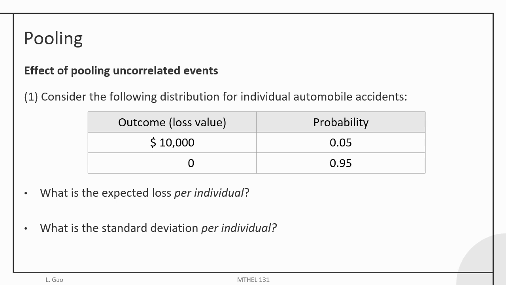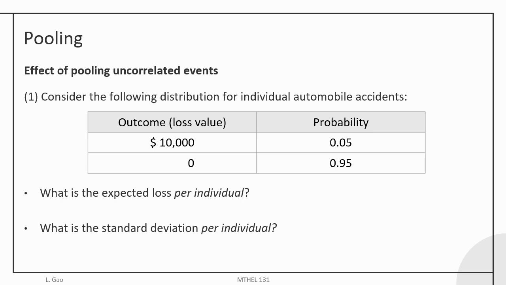And so to illustrate the idea behind pooling, how risk pooling works, let's first consider pooling uncorrelated or independent losses. Let's start out with just a distribution for individual car accidents without pooling, just considering an individual loss from an auto accident. In the simple distribution that we're given, we're basically saying that 5% of the time we have a $10,000 loss, and 95% of the time there's no loss at all.